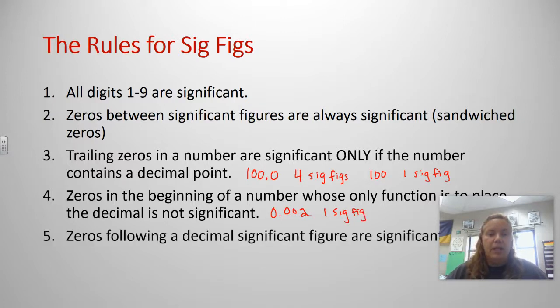Okay. And finally, zeros following a decimal are significant. So say, for example, just like above, you have 100.0. If I put 3 zeros after that, or even 4 zeros, then I have 1, 2, 3, 4, 5, 6, 7 sig figs there. Because for some reason, it would be important to include those decimals.